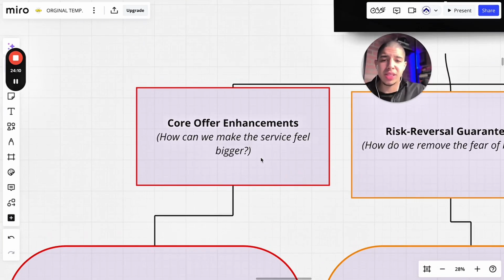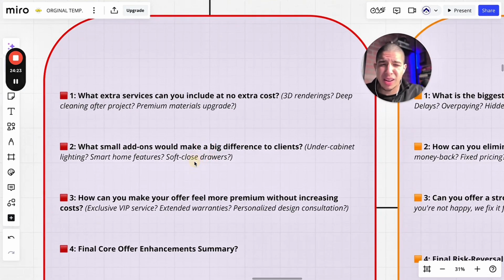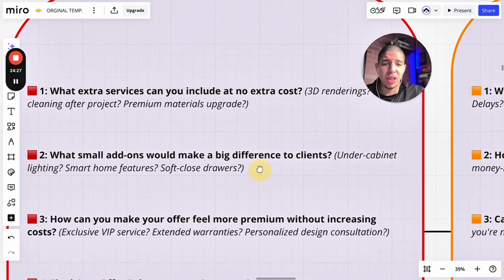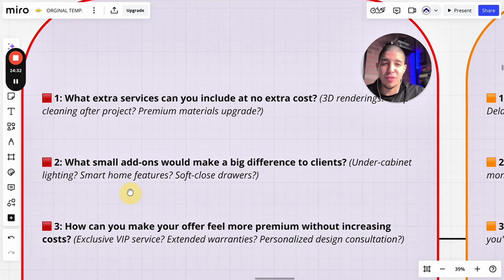Core offer enhancements. How can we make the service feel bigger, right? What extra service can you include at no extra cost? 3D renderings, deep cleanings after the projects, premium material upgrade, right? What small add-ons would you actually include to make a big difference to the clients? So under cabinet lighting, that's that modern look that almost everybody wants, right? Smart home features, soft closed drawers.